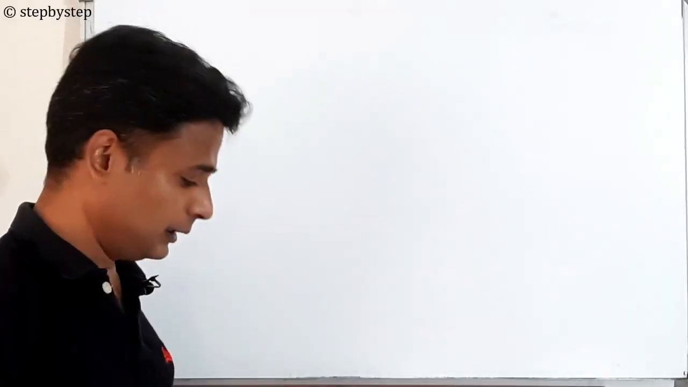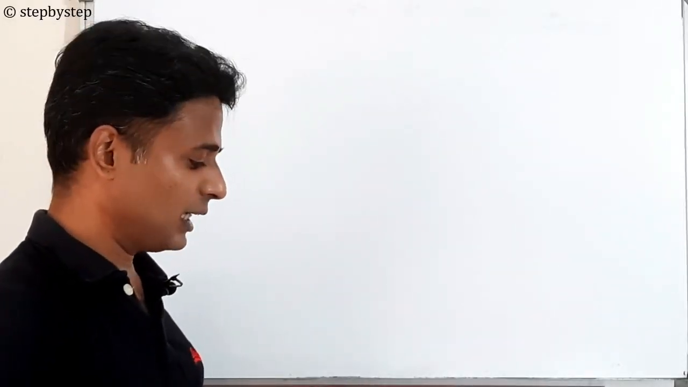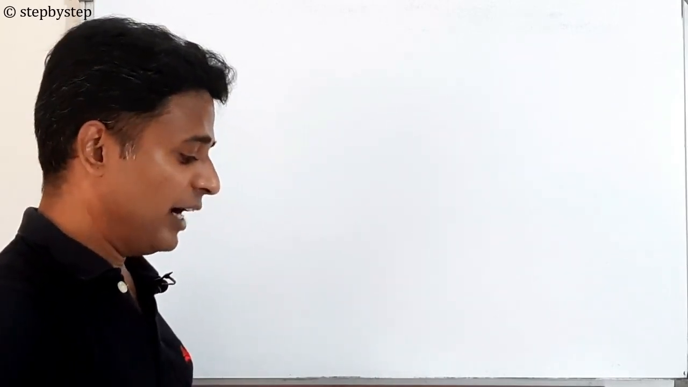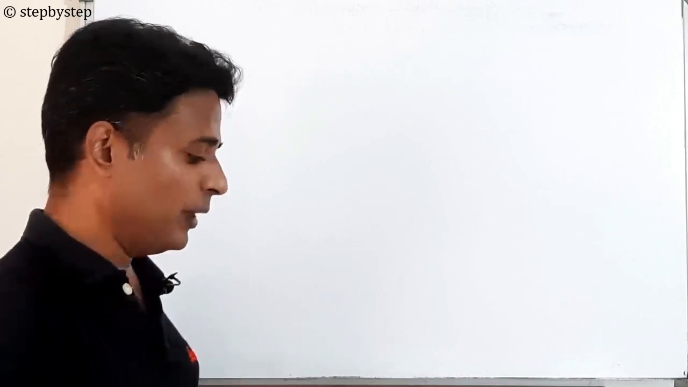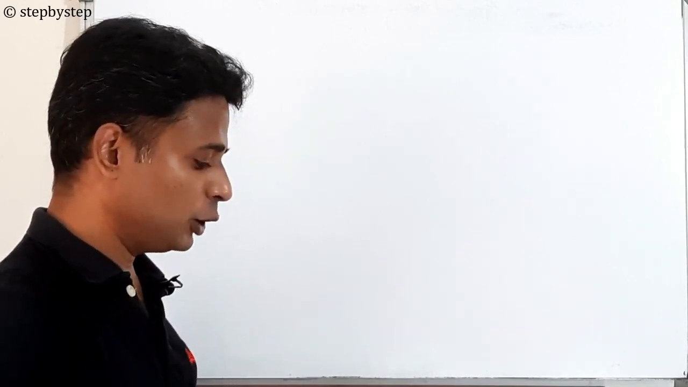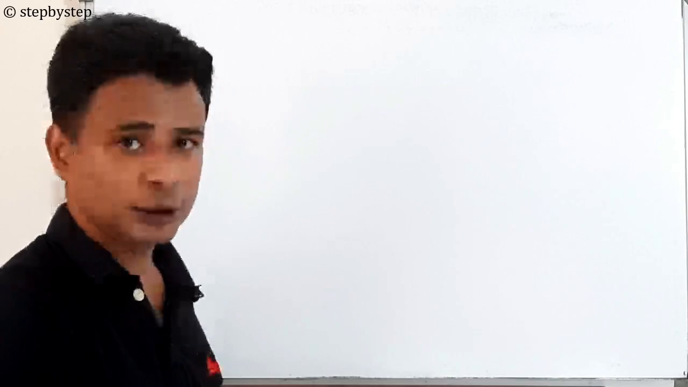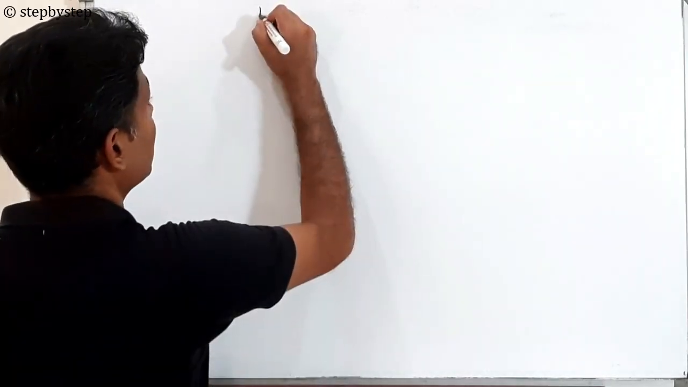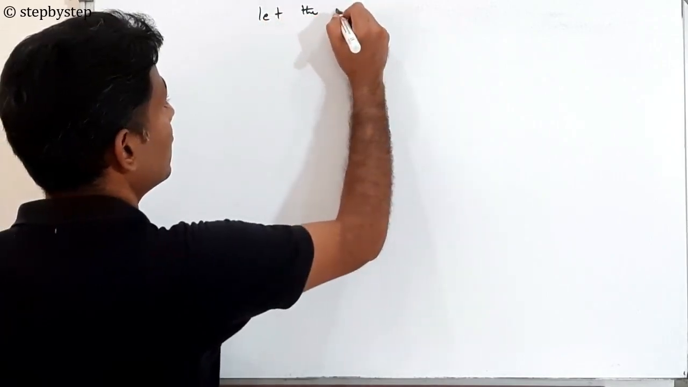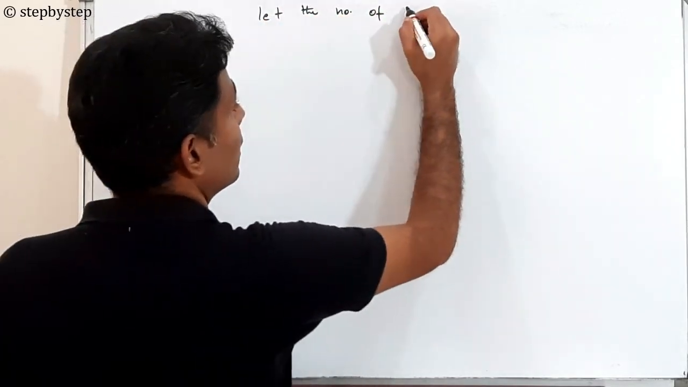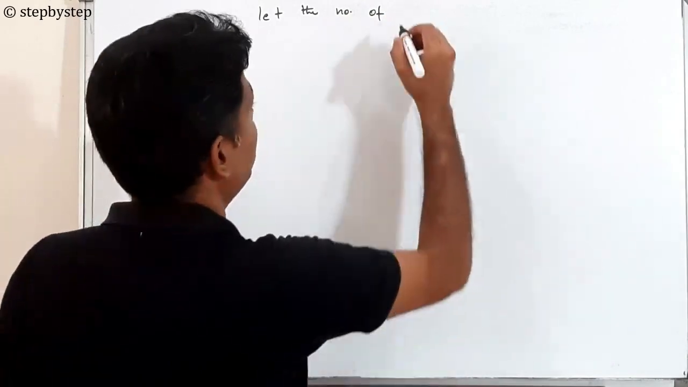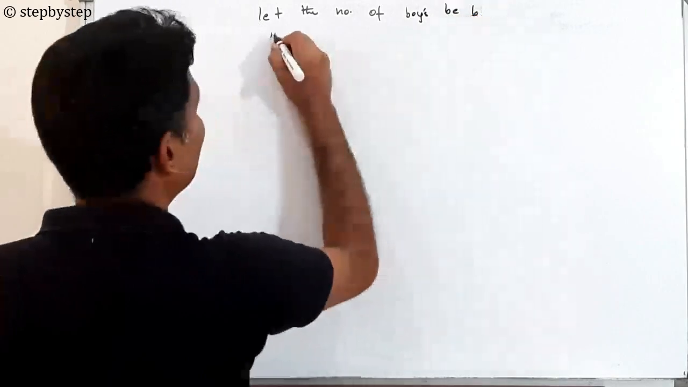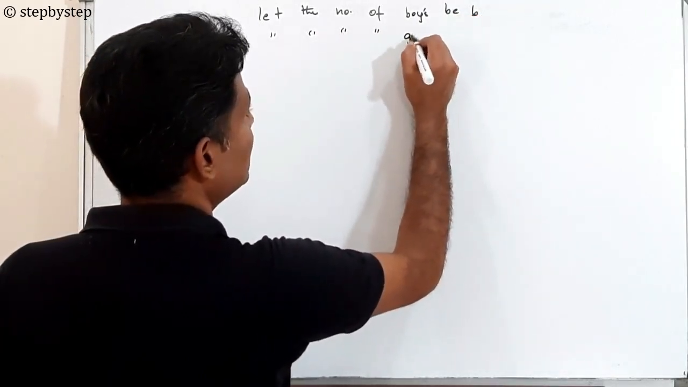Now the sixth question: the ratio between girls and boys of a class of 40 students is 2:3. 5 new students join the class. How many of them must be boys so that the ratio between girls and boys becomes 4:5? Now what are our x and y? Not x and y, we will take it as g and b. Let the number of boys be b, and let the number of girls be g.